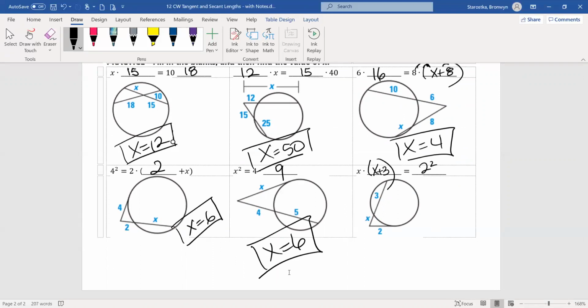You're going to have to factor this out. You're going to get x plus 4 equals x minus 1. And looking at that, you should be able to tell the one we want is x equal to 1.